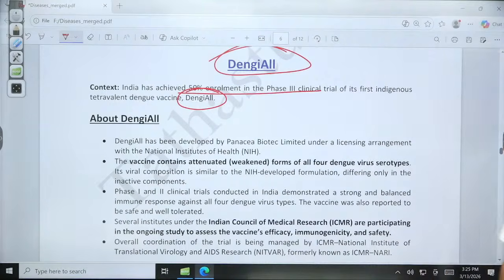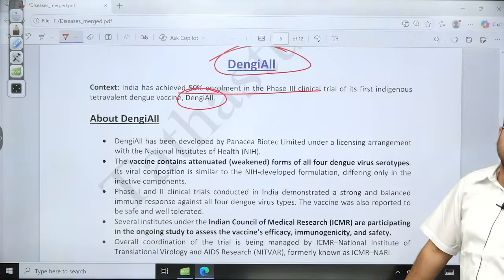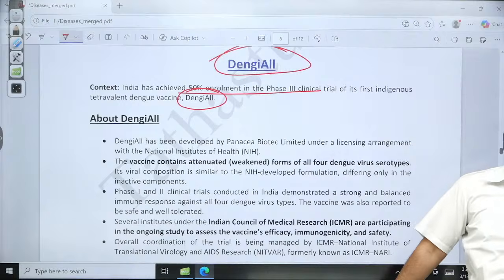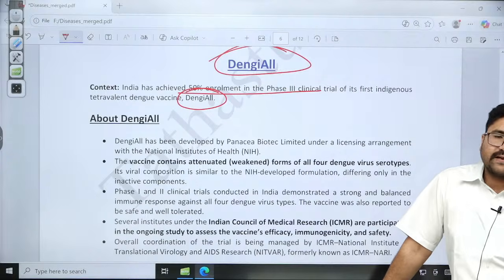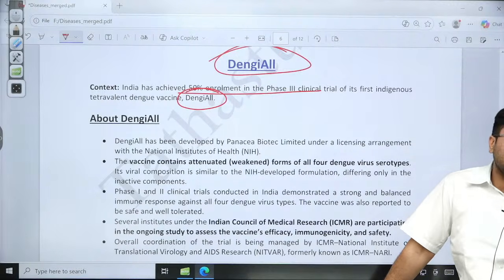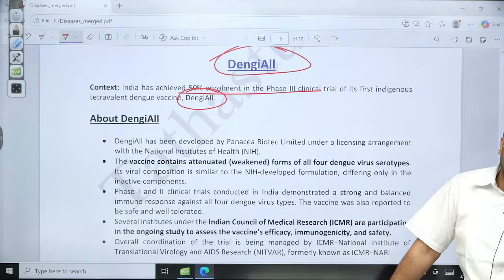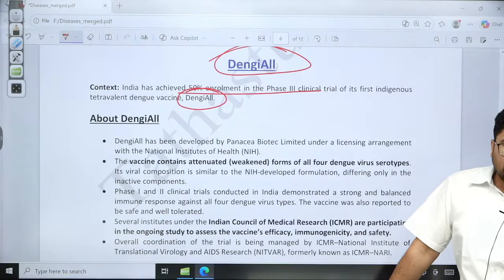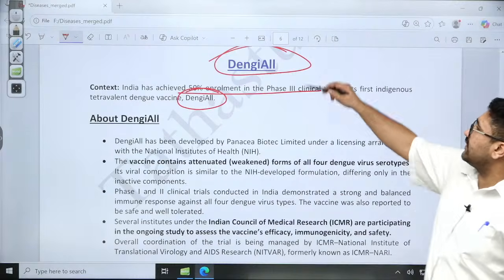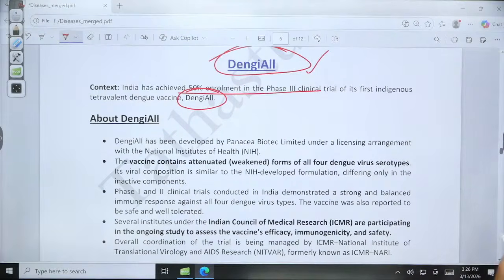50% एनरोलमेंट इन फेज 3 क्लिनिकल ट्रायल्स का बेसिकली मतलब है कि वैक्सीन को जब आप ह्यूमंस के साथ क्लिनिकल ट्रायल पे लेके जाओगे साइड इफेक्ट्स चेक करने के लिए, उस पे 50% लोग भर्ती हो गए. People have also shown positive steps towards giving these trials. That is not the news. The news is that there is development of the dengue vaccine, that is Dengue All.